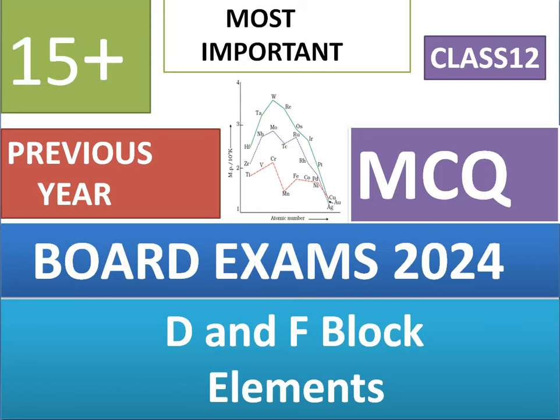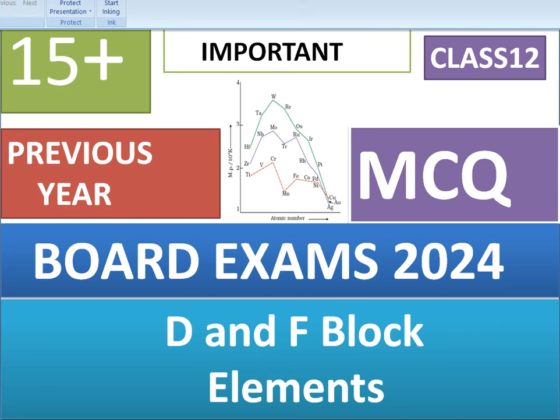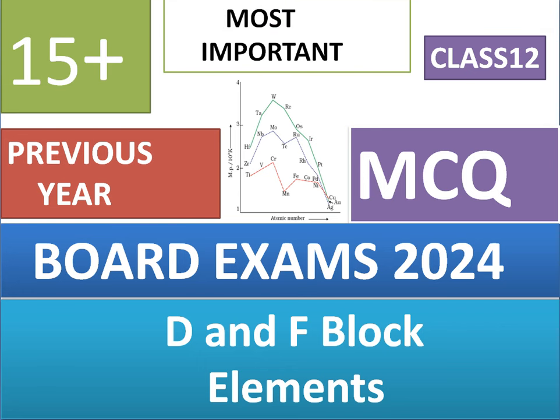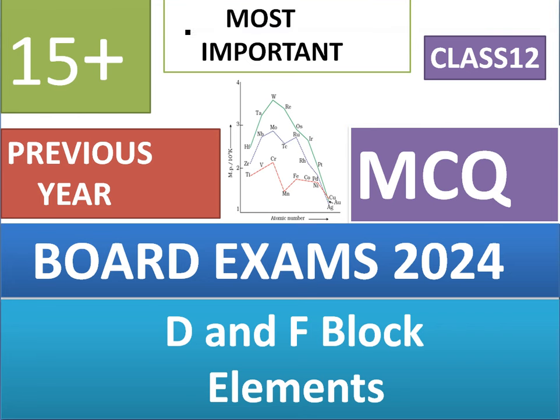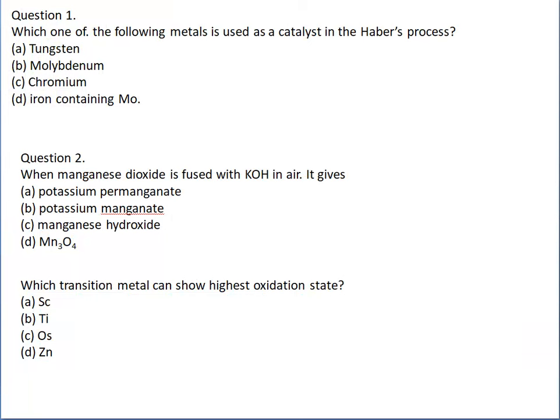So today we will discuss the important MCQs of D and F block elements, which are very important, and these are previous year questions, so please be ready with it. So let's start. Number one question: which of the following metal is used as a catalyst in Haber's process? Haber's process is for the manufacture of ammonia. Okay, so the catalyst used is iron. Iron containing molybdenum is the catalyst.